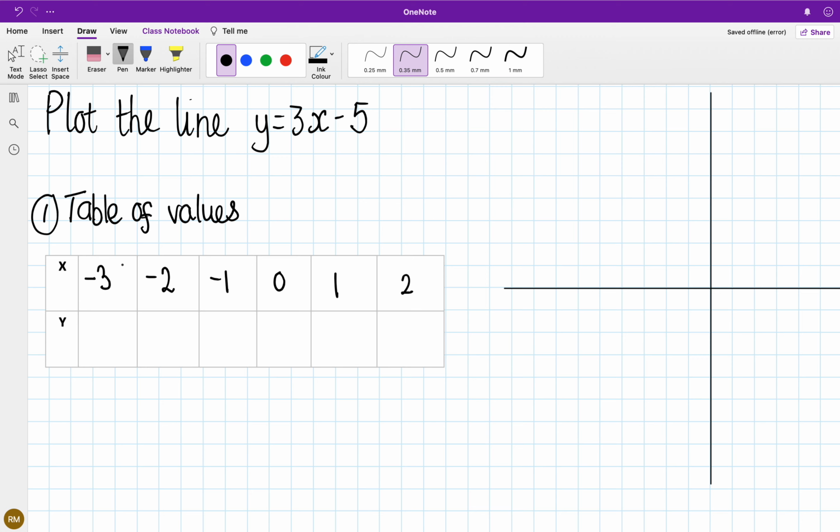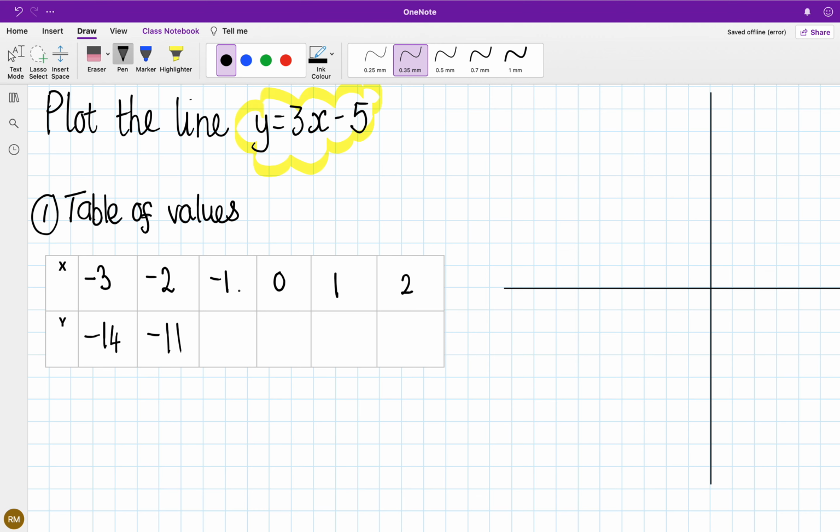I need to substitute these into the formula, into the equation of the line that I've been given in the question. So y is 3 lots of x subtract 5. So if x is -3, we're doing 3 times -3 is -9, subtract 5 is -14. If x equals -2, 3 times -2 is -6, subtract 5 is -11.